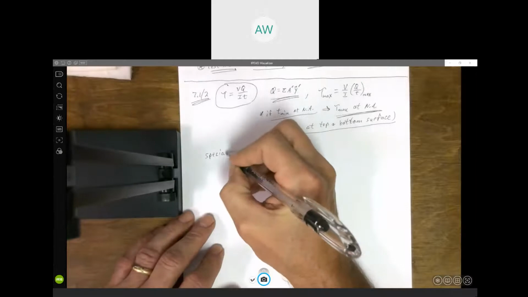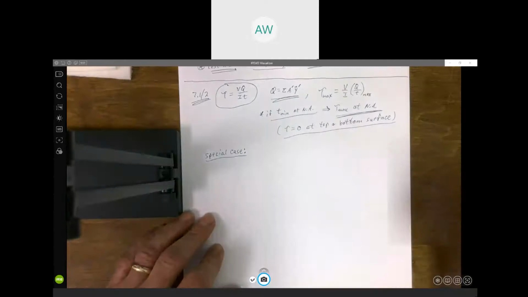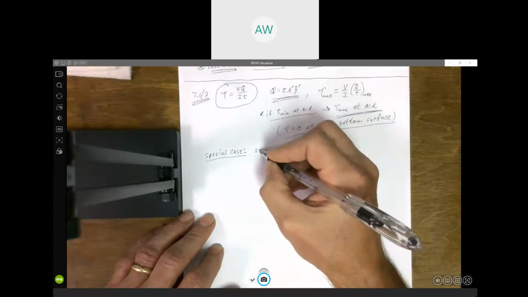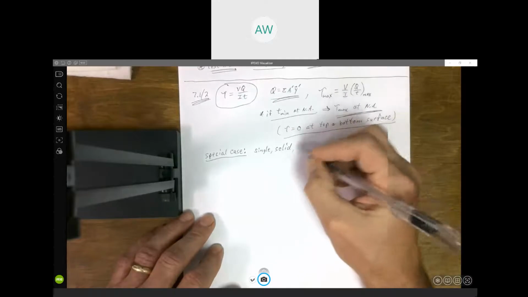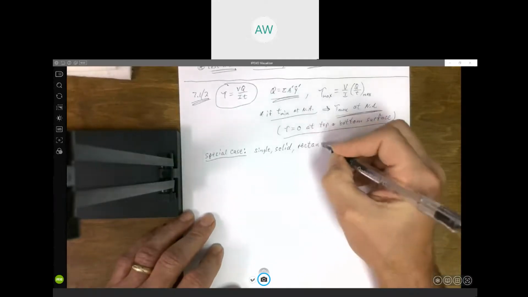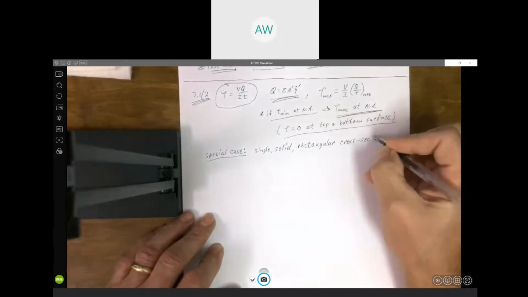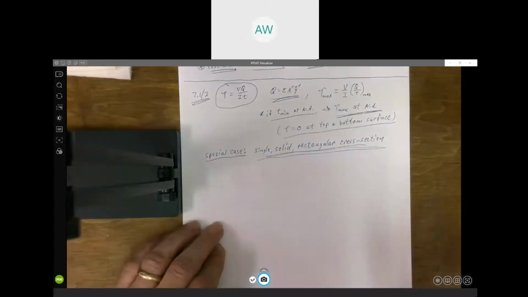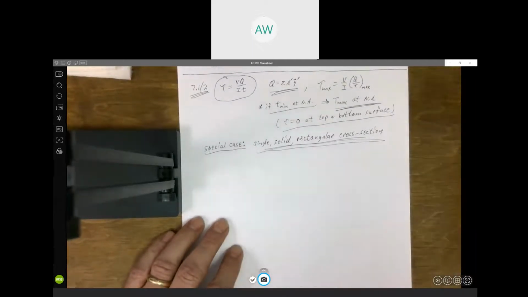I can spell special. And so the special case we're looking at, it's a beam with a cross section that has a single solid rectangular cross section. This formula we come up with is only going to be valid for a beam that has a cross section like this. So think like a 2x4. It's a nice rectangular cross section.